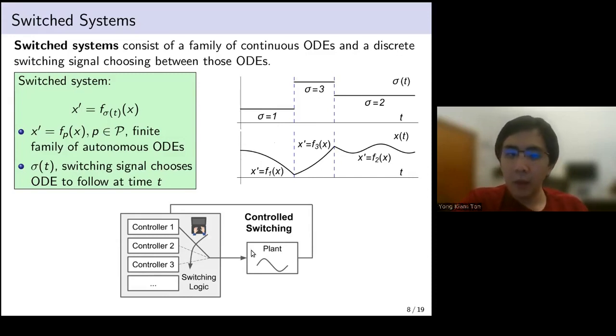You can think about this as a mathematical abstraction of a system that's undergoing controlled switching. So for example, we have a continuous plant and a set of continuous controllers and some kind of designed controlled switching logic, which decides which of these controllers to apply on each time interval.